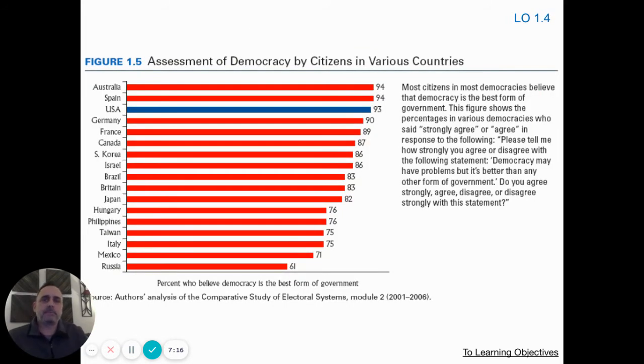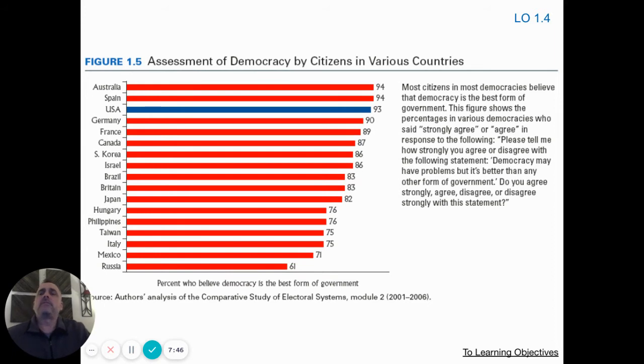So, how effective is democracy? How much do people agree with the statement that democracy may have its problems, but it's way better than any other form of government? When we asked people in the different countries whether or not they strongly agreed with that or agreed with it, 93% of Americans said that they strongly agreed or agreed with the statement that democracy may have problems, but it's better than any other form of government.